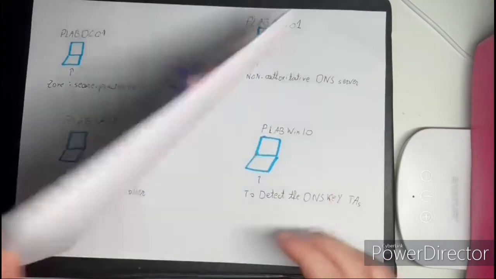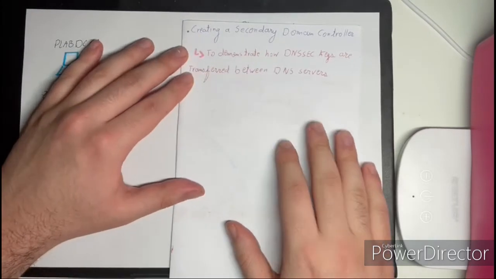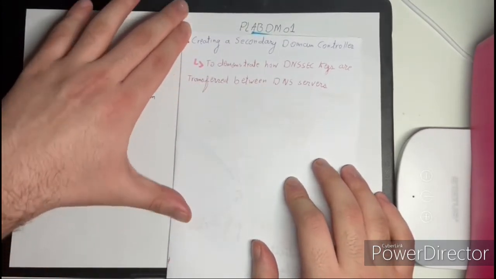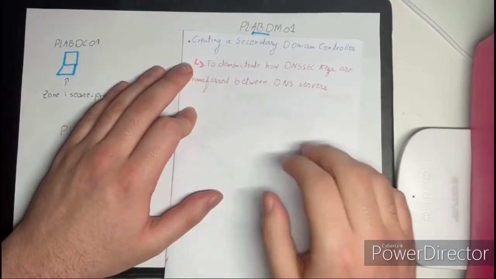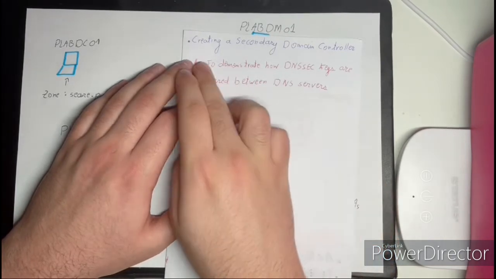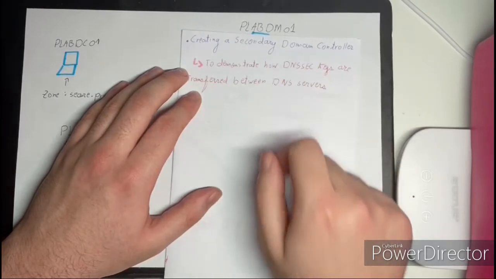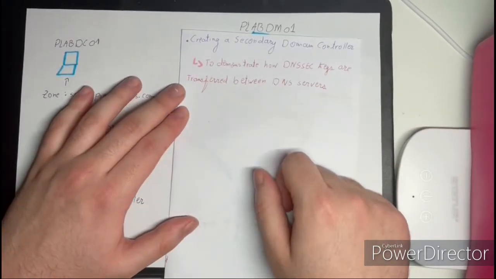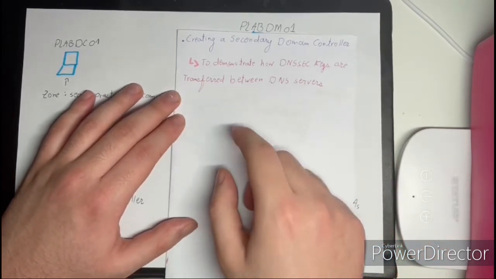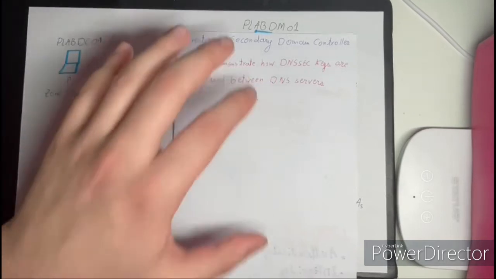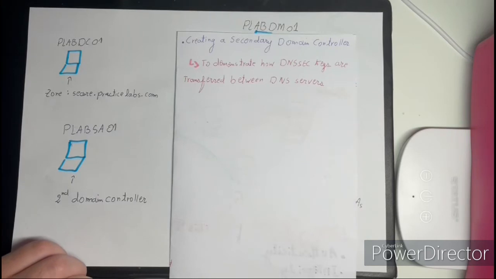And after that, let me show you. I've organized the whole thing, so hopefully it's clear for anyone. Now comes the last stage of the first part. We'll be creating a secondary domain controller, and the reason we're creating it is simply to demonstrate how DNSSEC keys are transferred between the DNS servers. So this is the rationale behind the secondary domain controller.